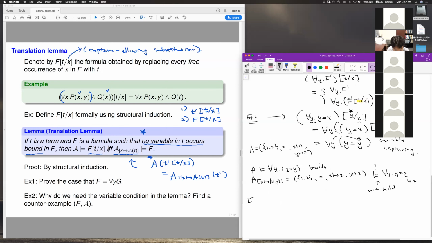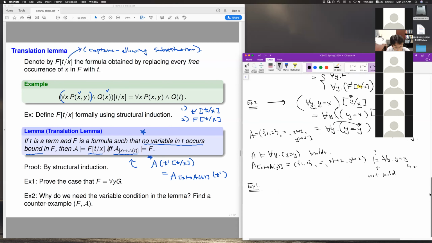Now let's go to exercise 1, how to prove this translation lemma. The proof is, as I said, by induction. If you use induction, you can show the translation lemma holds for the terms that I showed you right after this lemma. So for A of t prime, where x is replaced by t, that is the same as the meaning of t prime under this newly updated A. Now we will use these facts to handle the formula case.